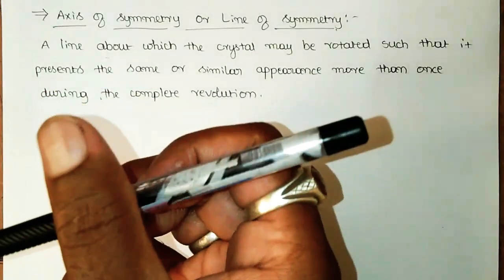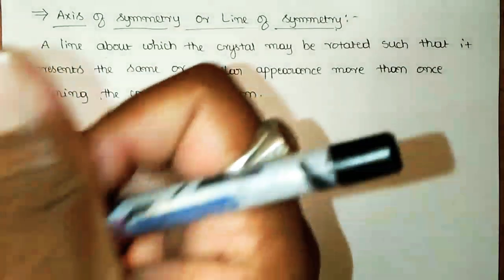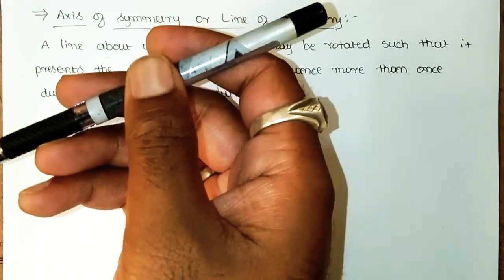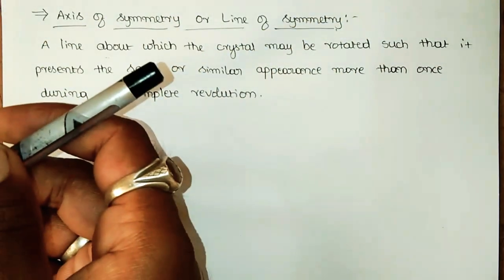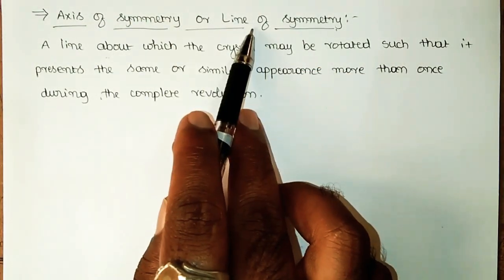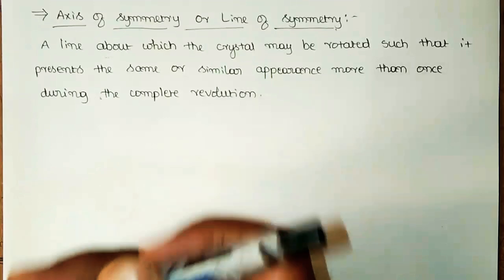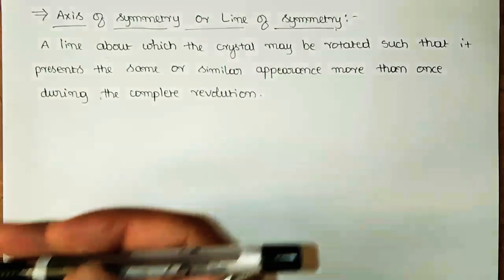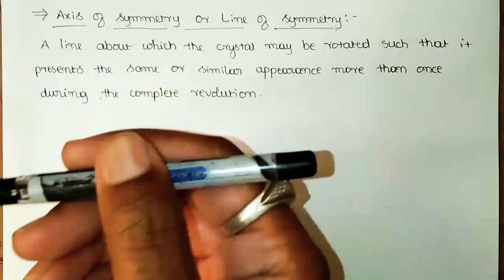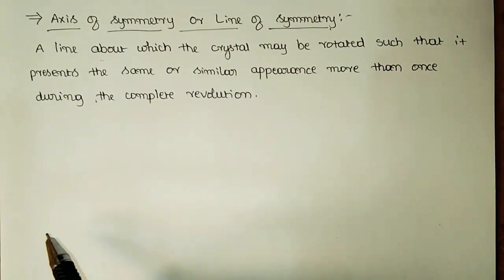So such a kind of axis about which we are rotating the crystal for a certain angle and for a certain number of rotations, after a complete revolution, if the appearance of the crystal is exactly the same as its original appearance, then we say the line is an axis of symmetry or line of symmetry. And just now I said we can rotate the crystal for a certain angle. So depending upon what angle we are rotating the crystal, and after a certain number of rotations we get the original appearance, the axes of symmetry are of more number of types.